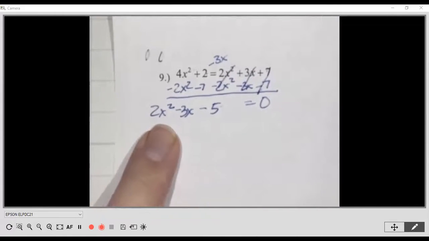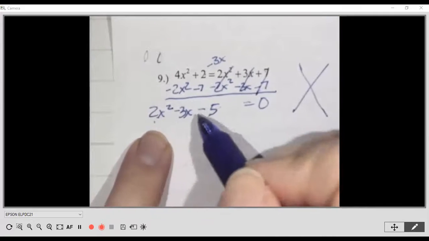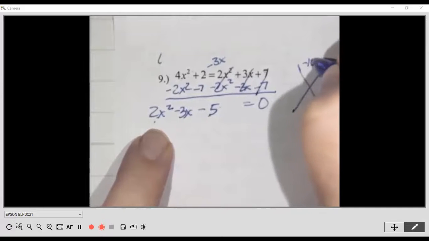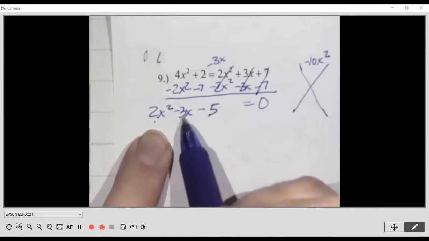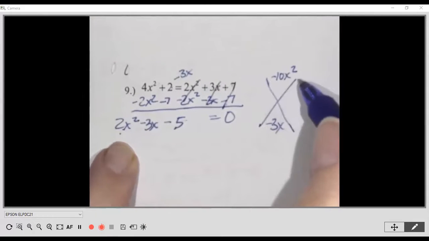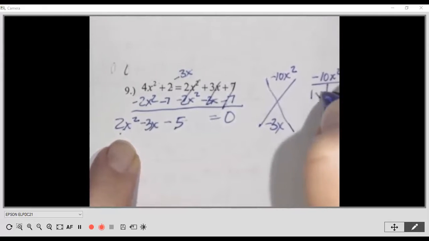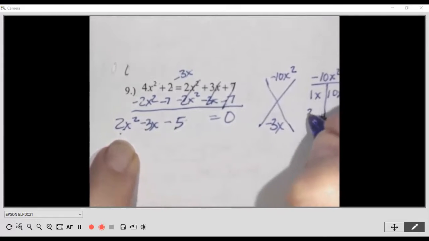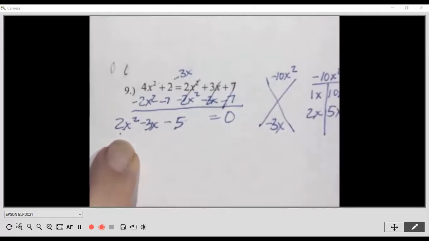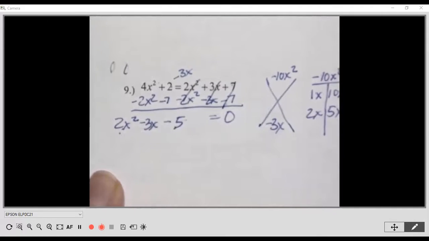Okay, so then I can go ahead and get my factoring X over here. A times c is negative 10x squared. My middle term, my b term, is negative 3x. Okay, so let's look at the factors of negative 10x squared. We'll come back to the negative in a moment. So 1x times 10x would give me 10x squared. 2x times 5x would give me 10x squared. So when I multiply them together, that gives me a negative. So I know I'm multiplying one positive and one negative. When I add them together, I get a negative. So I know the larger absolute value is the negative value.